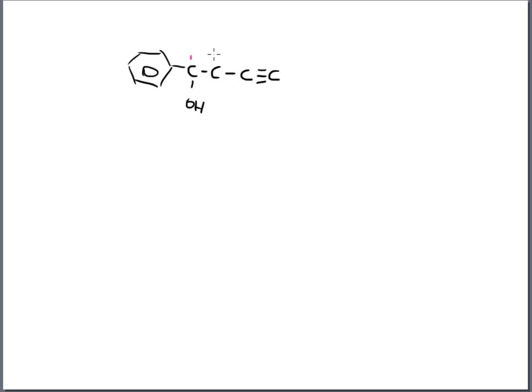Here is my first carbon, there is my second carbon, here is my third carbon, and there is my fourth carbon. All right, so there are 4 carbons, which is but-yne. It says 3-butyne, so there is my third carbon with the triple bond. Then it says 1-ol, so at my first carbon there is an OH group, and then it says 1-phenyl. So at the first carbon, there is the phenyl group that is attached.